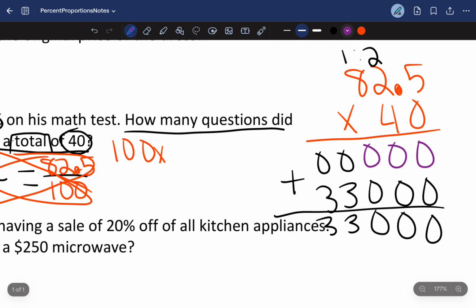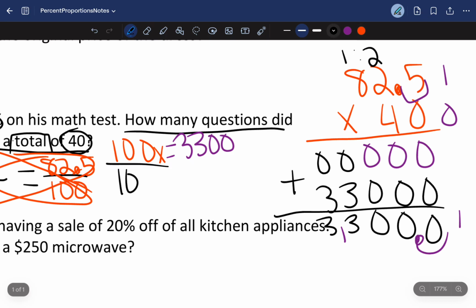Now I'm going to go back. Do I have any decimals? Yes, I have 1, and then I have 0, which gives me a total of 1. So I just need to move my decimal 1 time over. So that looks like to me it's going to be 3,300. So I have 100x equals 3,300. And now I'm going to divide both sides by 100.